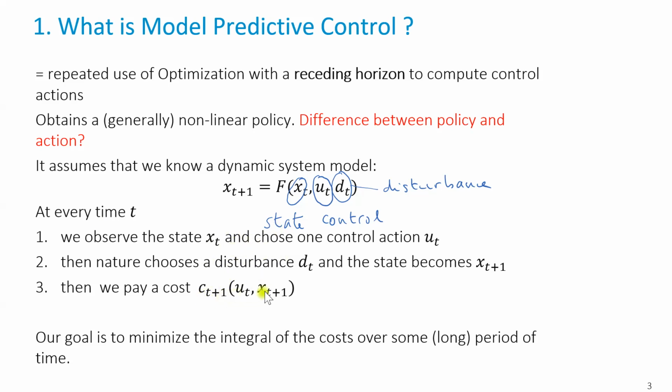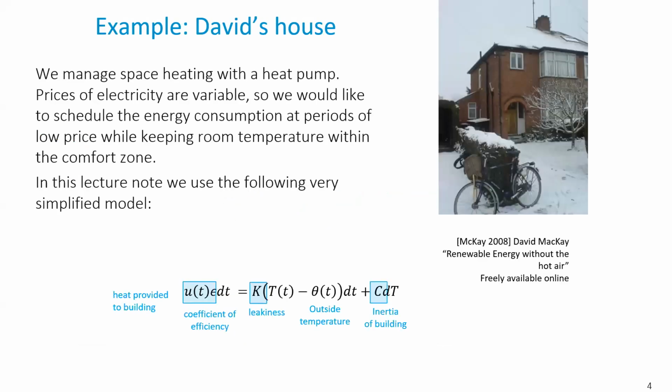What I forgot to say is, of course, we assume that there will be a cost associated to the decision that we have taken. And what we want is, as much as possible, to minimize the cost. But that's the key point of MPC: we want to do it by taking into account the long-term effect.